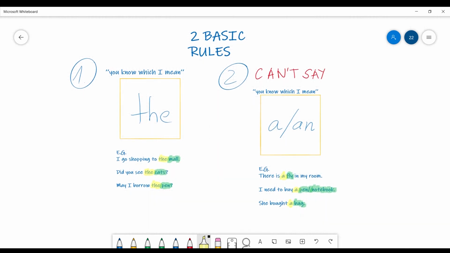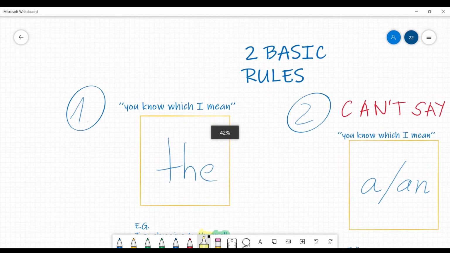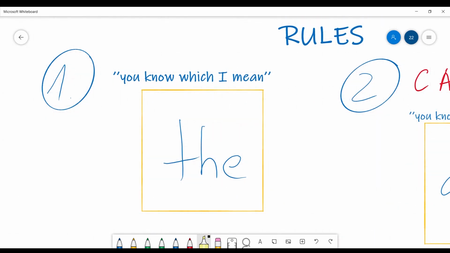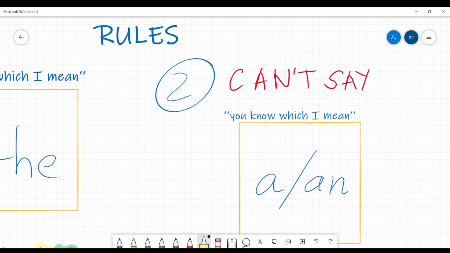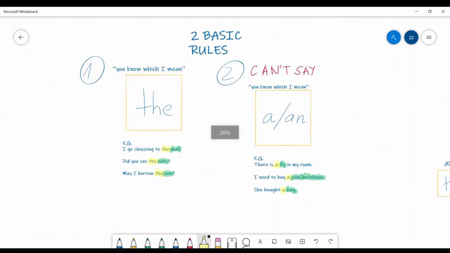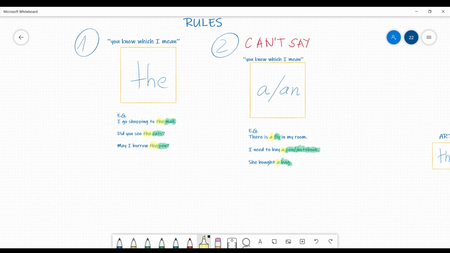So those are the two basic rules. Let's look at them once again. Just memorize and try to practice. Try to think about your own examples, and once again, do not hesitate to share them in order to practice and correct each other. Okay, let's move on.